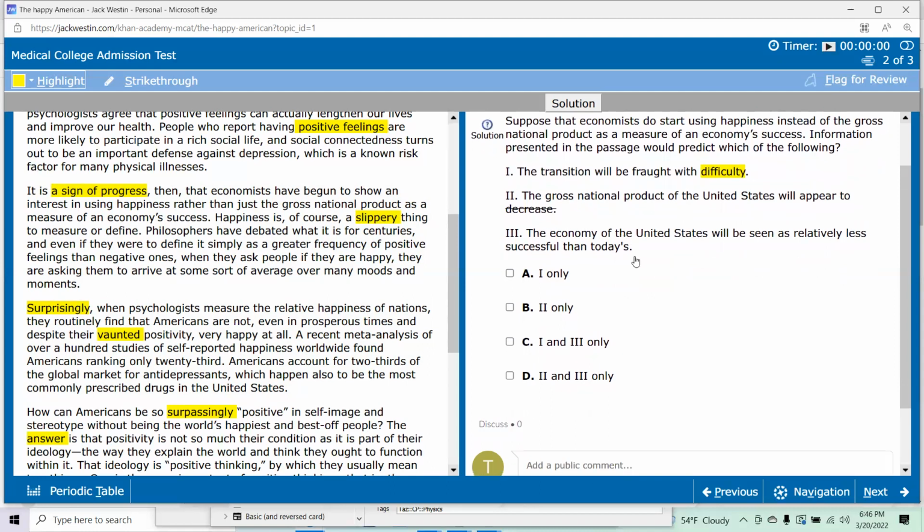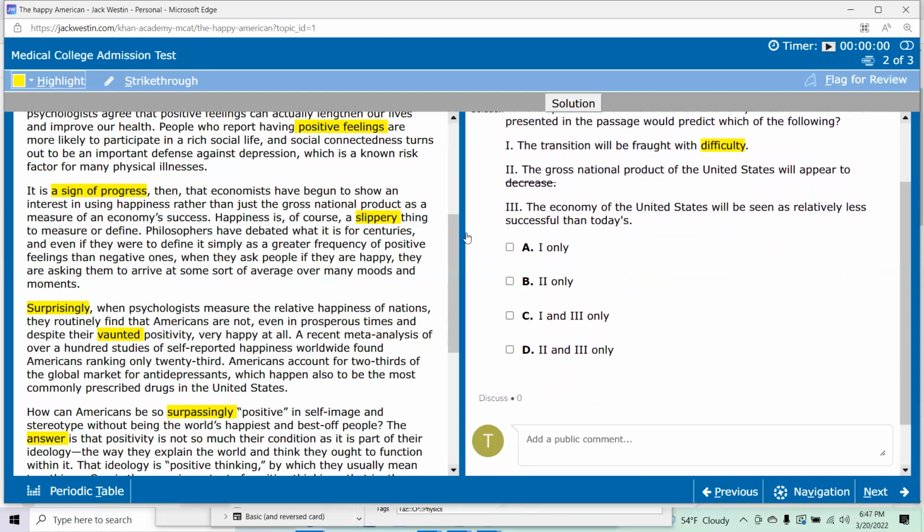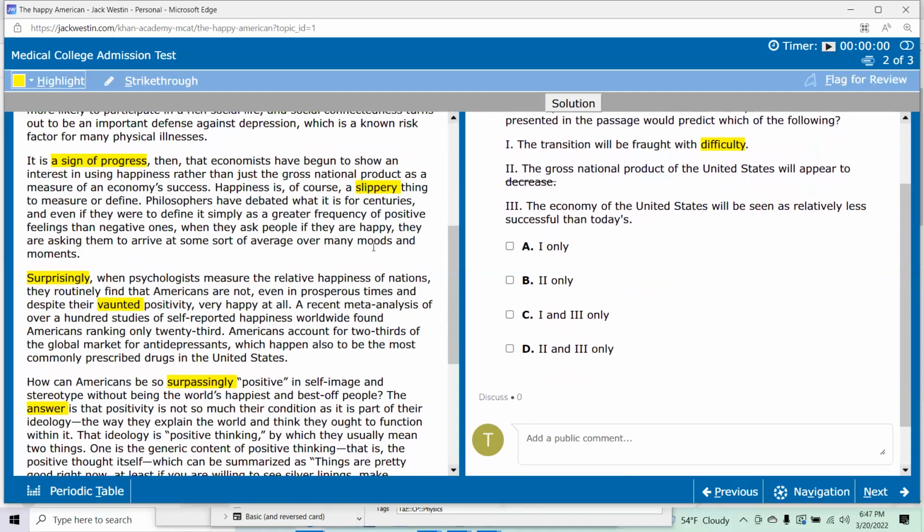3, the economy. Yeah, go ahead. I want to say this is a definite yes, because in the passage they did make it really clear that, quote unquote, surprisingly America is not doing well. Surprisingly, when psychologists measure the relative happiness of nations, they routinely find that Americans are not, even in prosperous times and despite their vaunted positivity, very happy at all. Yes. So you're saying because Americans are not actually very happy, then the economy of the United States will be seen as relatively less successful than today's, right? Yeah. So you're leaning towards 1 and 3, right?